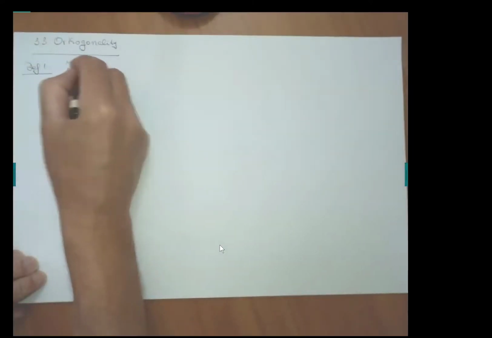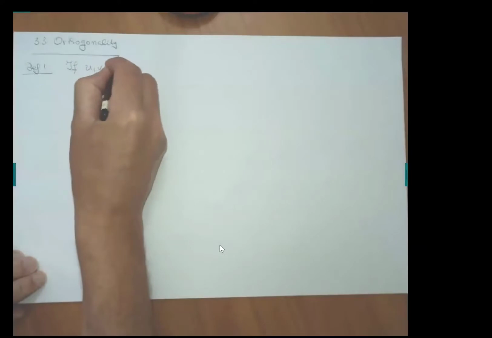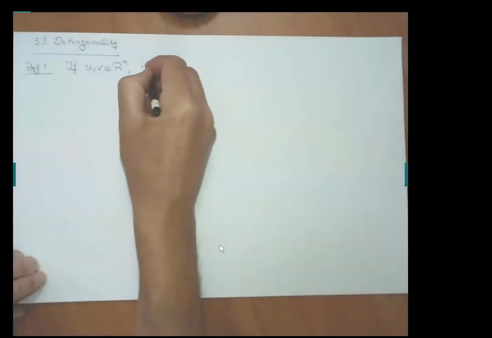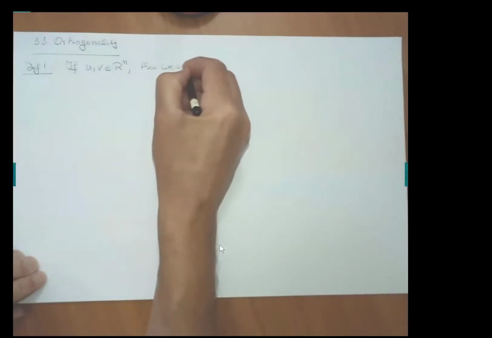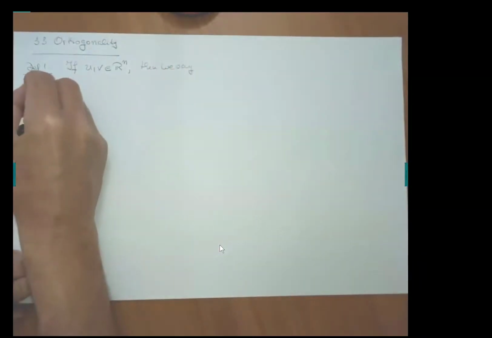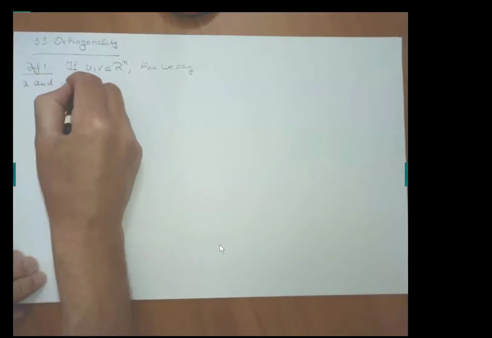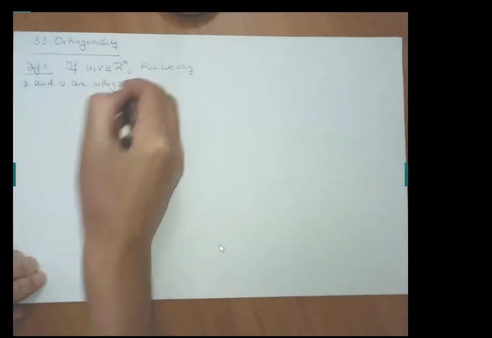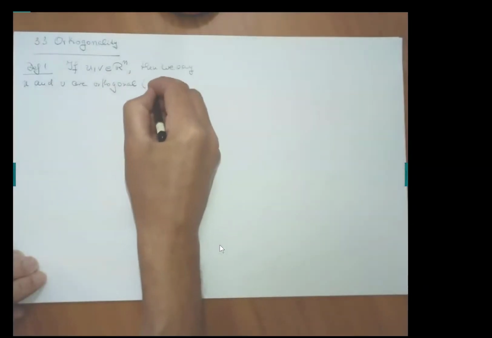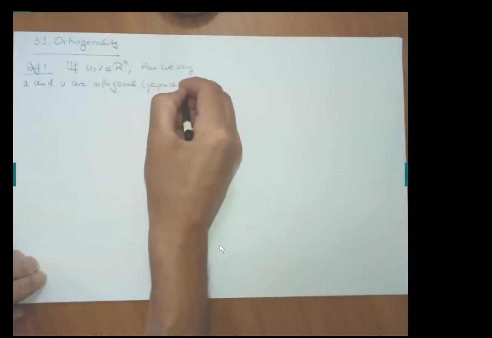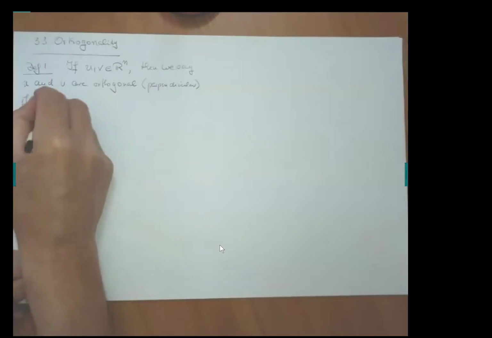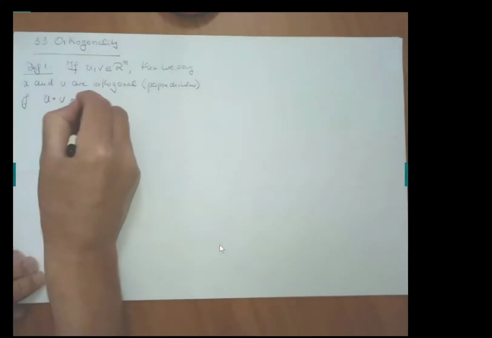And it's very basic. It just says if you have two vectors, u and v in Rn, then we say u and v are orthogonal, which is kind of another word for perpendicular, at least in this setting, if the dot product is 0.